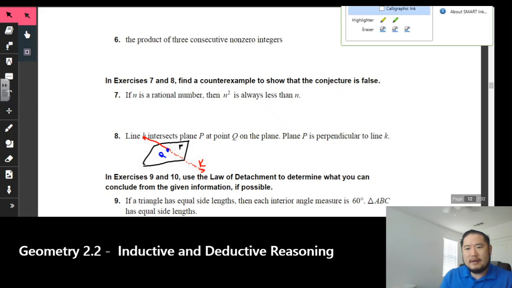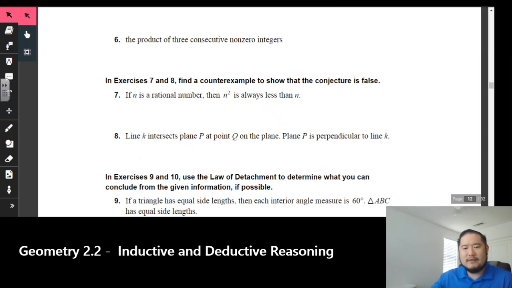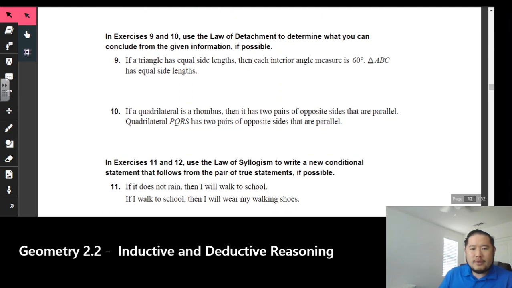All right, next up, let's go to law of detachment. Now, once again, law of detachment says that if the hypothesis of a conditional statement is true, then the conclusion is also true.